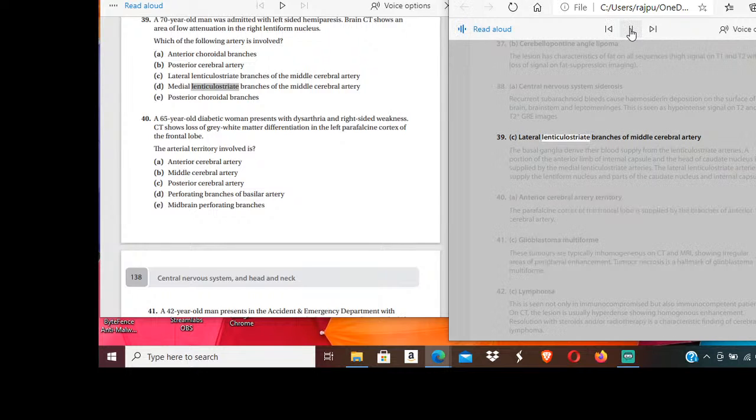39. C. Lateral lenticulostriate branches of the middle cerebral artery. The basal ganglia derive their blood supply from the lenticulostriate arteries. A portion of the anterior limb of the internal capsule and the head of the caudate nucleus is supplied by the medial lenticulostriate arteries. The lateral lenticulostriate arteries supply the lentiform nucleus and parts of the caudate nucleus and internal capsule.